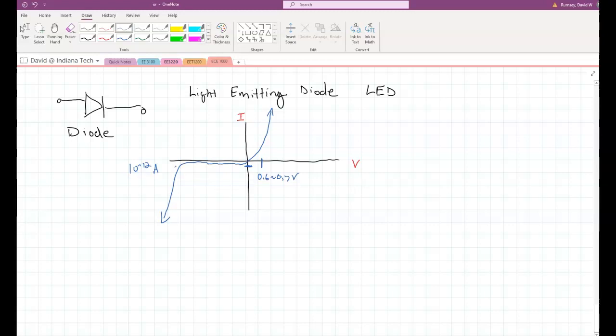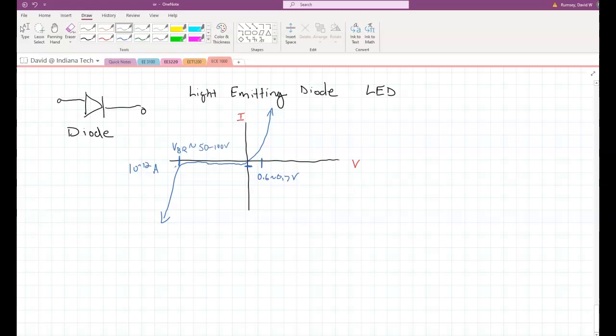And you might say, well, wait, at some point it looks like there's a lot of current going through if I put a negative voltage on, but that's what's referred to as a breakdown voltage. This can be anywhere from 50 to 100 volts. So again, you'd have to put a lot of voltage on there to get to that point.